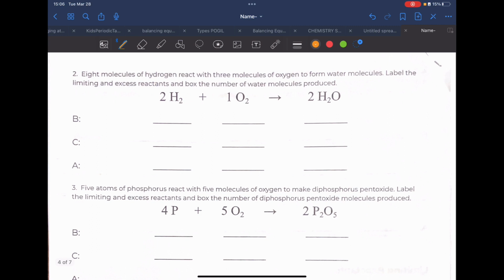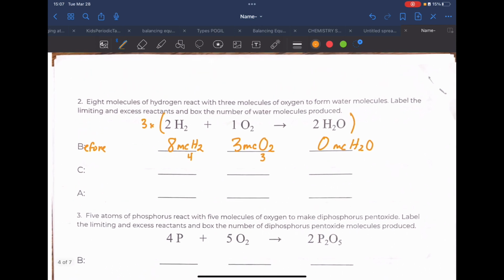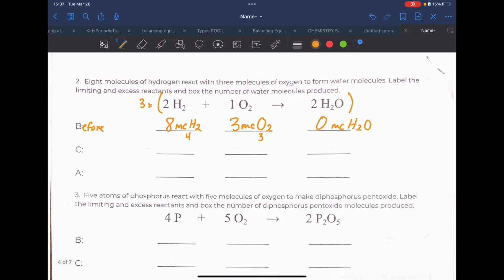Okay, so this time we have 8 molecules of hydrogen. So I'm going to put that right here, 8 molecules of hydrogen, and 3 molecules of oxygen, O2, to form water molecules. But before the reaction occurs, we don't have any water molecules, so there should be 0 molecules of H2O. Do our division. That gives me 4 and 3. 3 is a smaller number, so that's what I'm going to pull out in front of my chemical equation to tell us how many times to run the reaction.